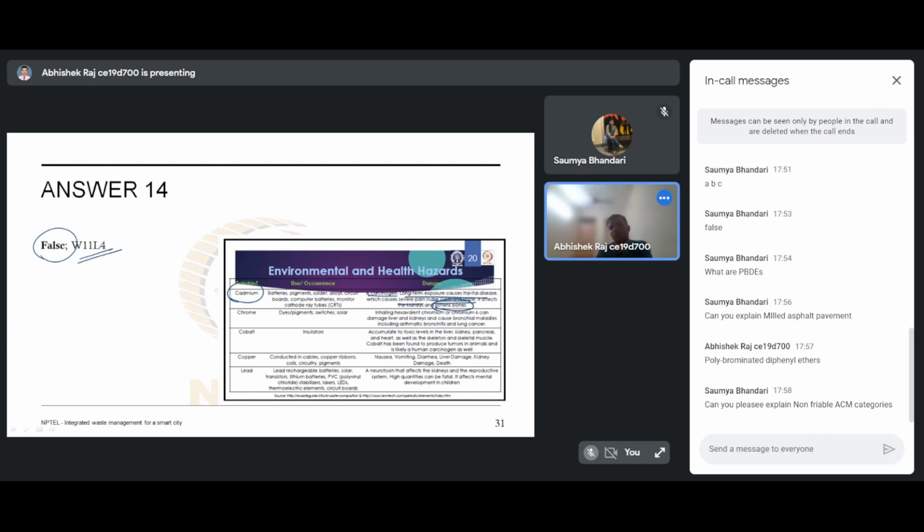So that is a category of C and D waste for asbestos. And friable is also there. You can refer to the slides for it. It will have more details. That was covered last week.